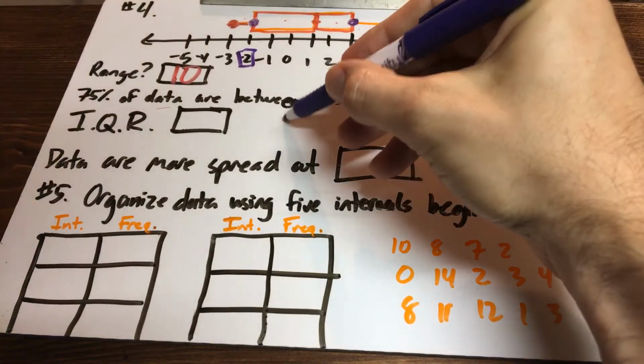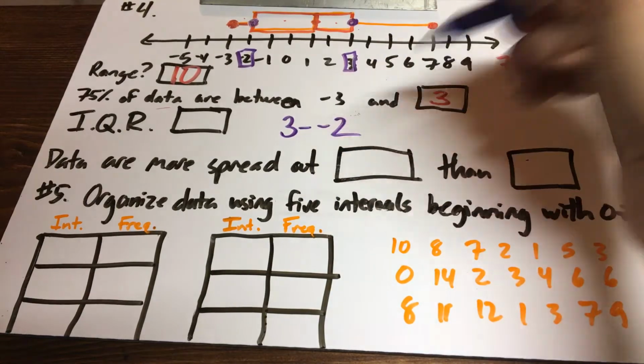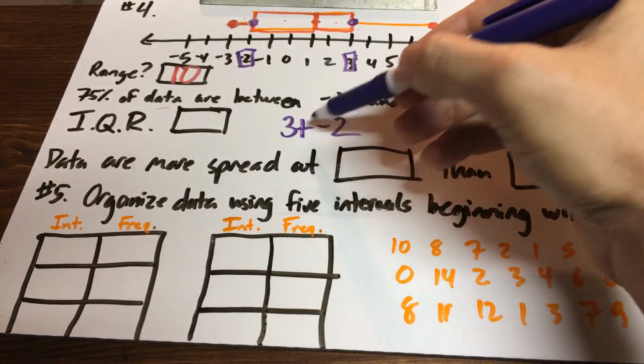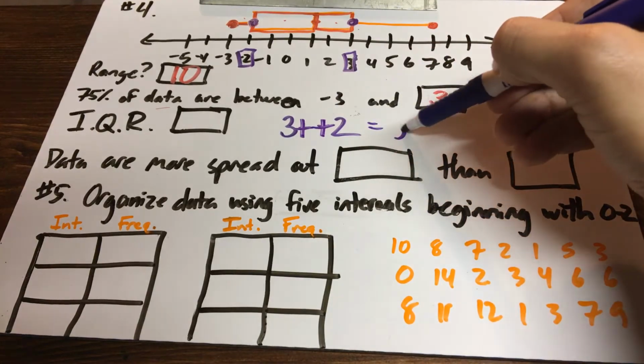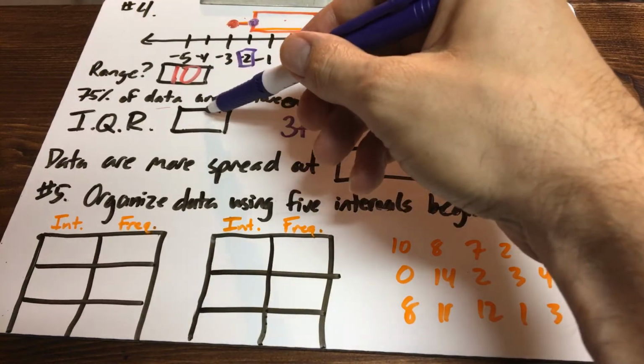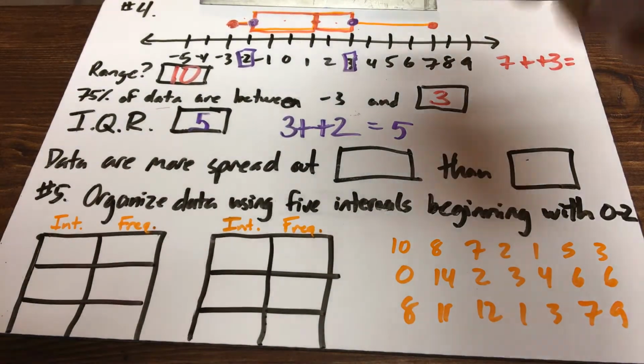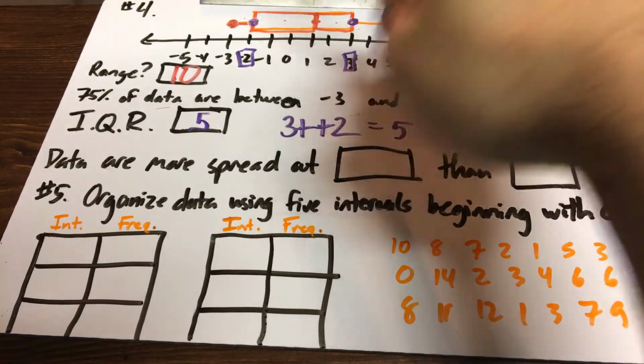So I'm going to do 3, the big one, minus -2. And just like up here, minus and the negative is really the same thing as plus. 3 plus 2 is 5. So the interquartile range, in case you forgot what that was, is 5. It's the right side of the box minus the left side of the box.